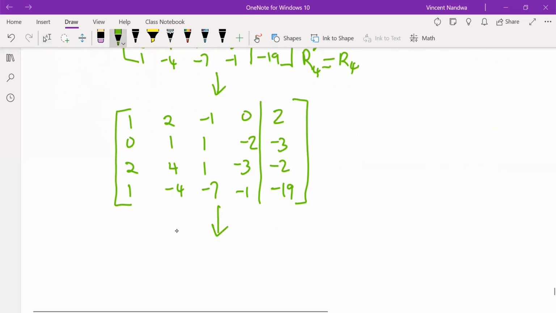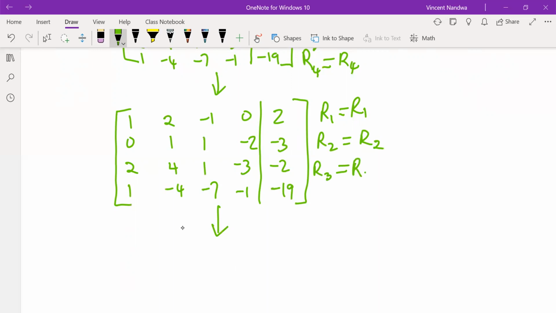Next. So row 1 is now in the correct position, the correct structure. So row 1 is row 1. Row 2 is also in the correct form at this step because this is 0. So let's say row 2 to be row 2. Row 3, we expect this to be 0, and we do that correction by row 1. So we'll say row 3 plus minus 2 times row 1, so that I'm sure of getting 0 here. Row 4 will be row 4 plus negative 1 times row 1. That will assure me having a 0 here.